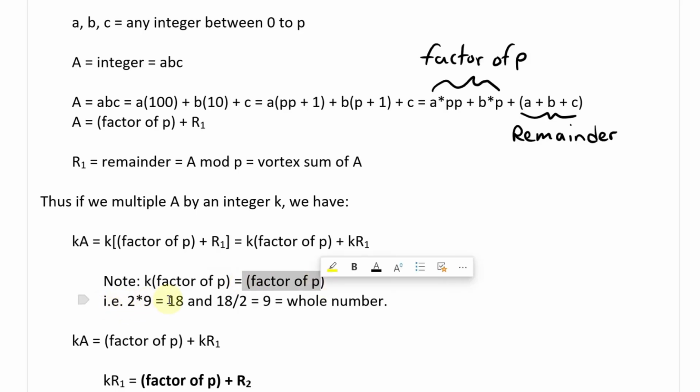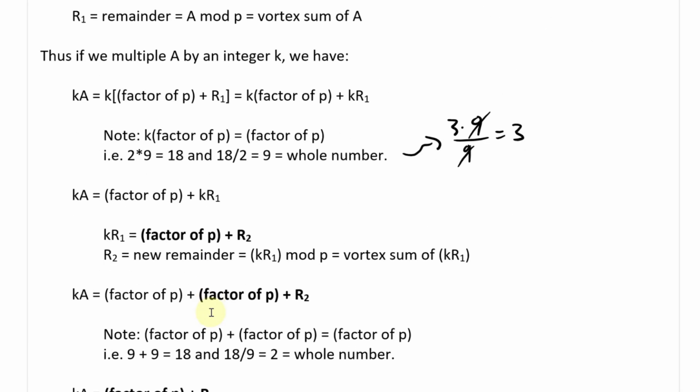2 times 9 equals 18, and 18 divided by 2 is equal to 9, which is a whole number. So in other words, if you have 2 times any factor of p, for example 3 times 9, this is a factor of 9, and you can always divide by 9 and it always goes evenly, it just cancels. So it does not matter. If you multiply a factor of p, it's still going to be a factor of p.